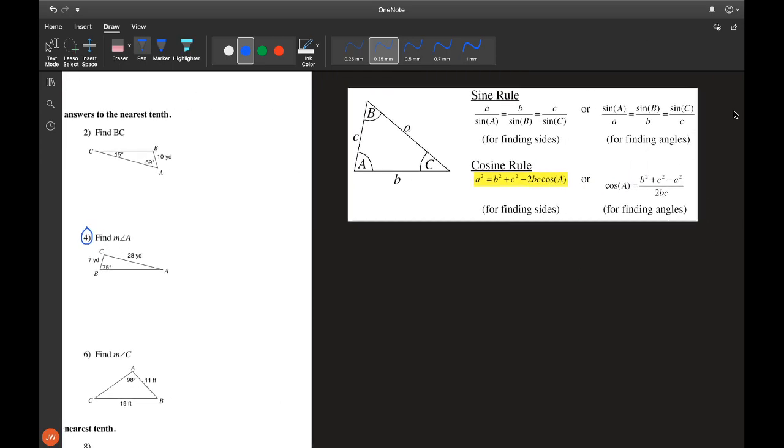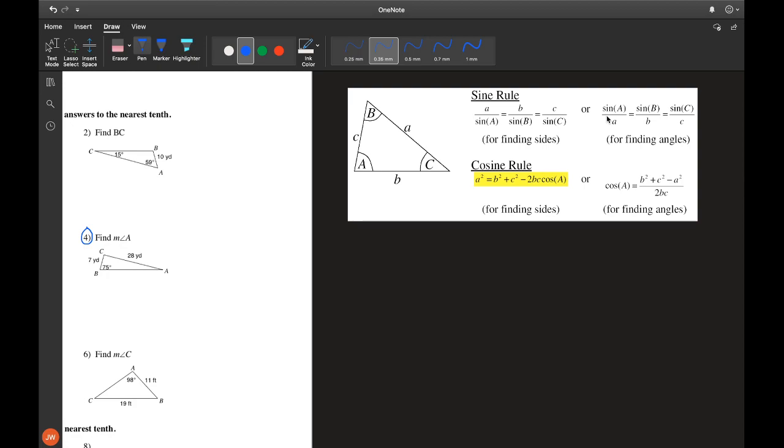So here's two different versions of sine law. In this one, we have the side length of A divided by sine of angle A equals the side length of B divided by the sine of angle B equals the side length of C divided by the sine of angle C. Or, on the other hand, if you just take the reciprocal of all these fractions, you're going to have the angles on the top and the side lengths on the bottom.